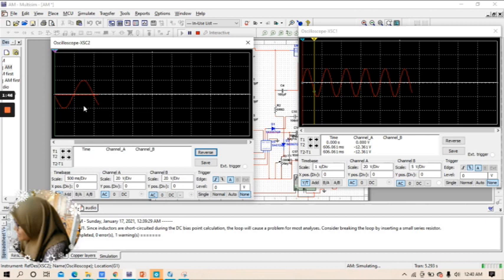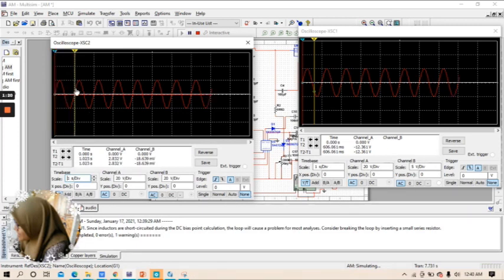For the second oscilloscope also, this is the output sine waveform when we use 500 milliseconds. Try to change it to 1 second per division, same as this one. For channel A we use 20, and in this oscilloscope 2 we can see the output for both channels, channel A and channel B.